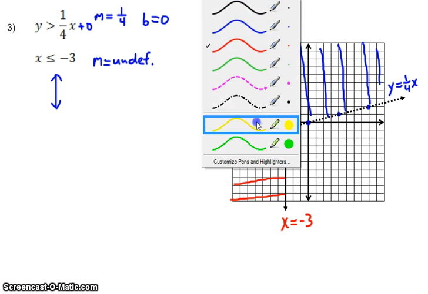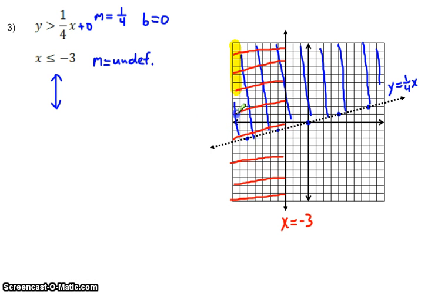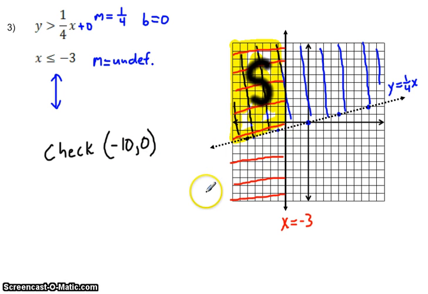And you can see where my solution area is here, where these both meet. It's going to be in here, just like this. And I'm going to mark it with my big S. Now, I'm running out of time here, so I'm not going to check this, but I would probably check, in this case, something like negative 10, 0. That would be in the solution area back here. But again, I've run out of time. So I think we're pretty good.